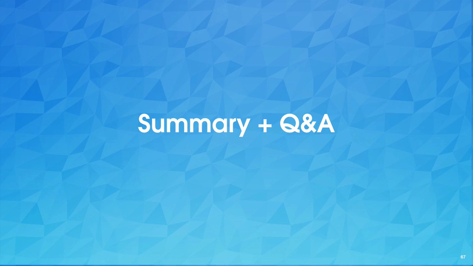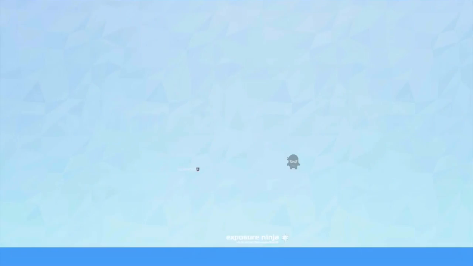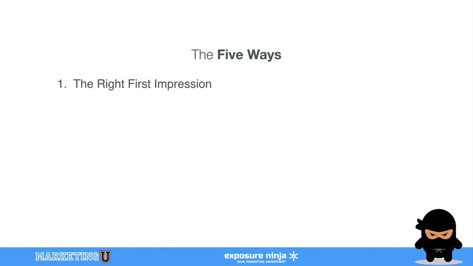So let's wrap up with a summary. So the 5 ways. Make the right first impression. So this is all about the look and feel of your website. It's all about the text, headlines, and images that you're using. Trigger "this is for me" within 10 seconds. So remember to answer those 3 questions. Does this business do what I need? Are they right for me? And what makes them different to their competitors?